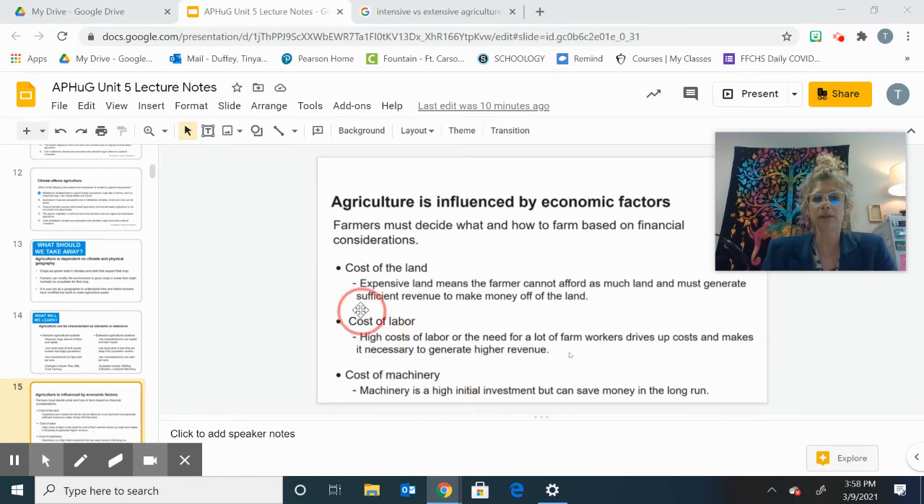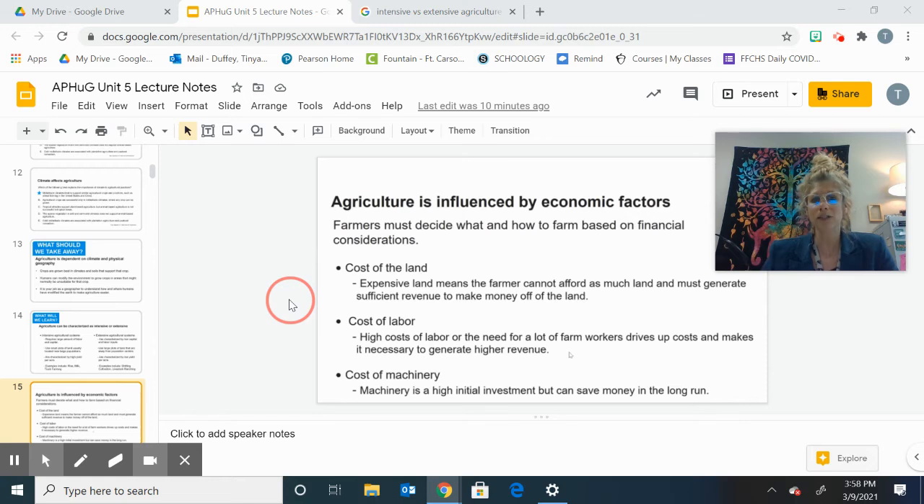And then cost of labor. Another thing is, right, if you have a crop that has to be hand-picked, then you're going to have to charge more for your crops because you have to pay individuals to pick that. So high costs of labor or the need for a lot of farm workers is going to drive up the price and make it necessary to generate higher revenue.